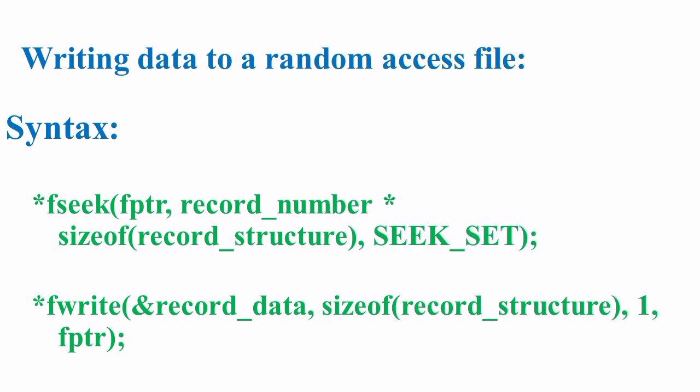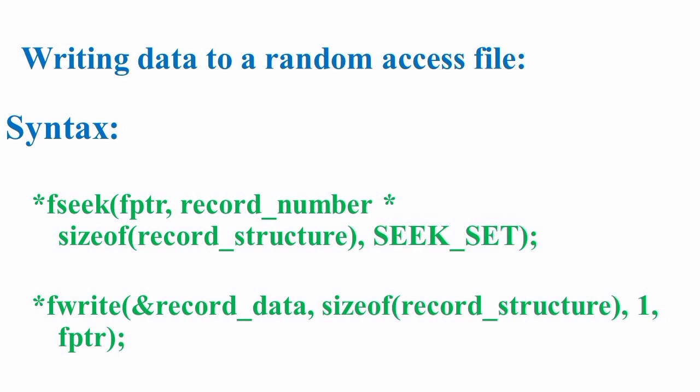The fwrite function writes the data pointed to by ampersand record data to the file specified by the pointer fptr. The size of each record is given by the sizeof record structure, and 1 indicates that a single record is being written. These two operations are commonly used together in random access file handling.